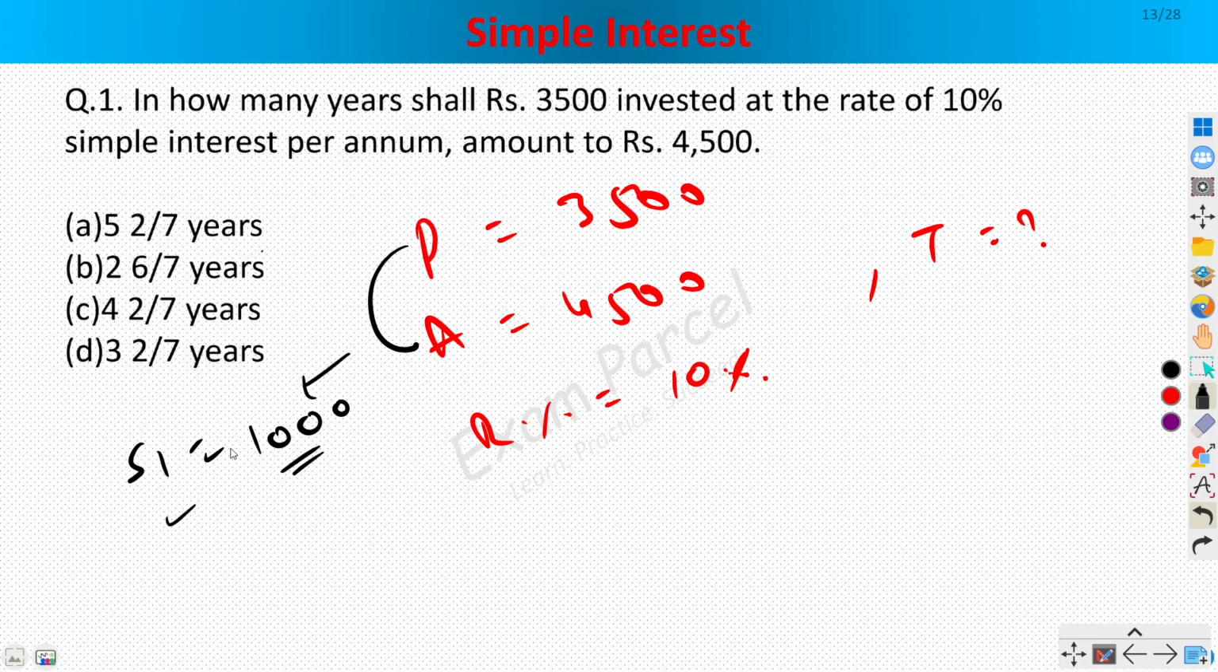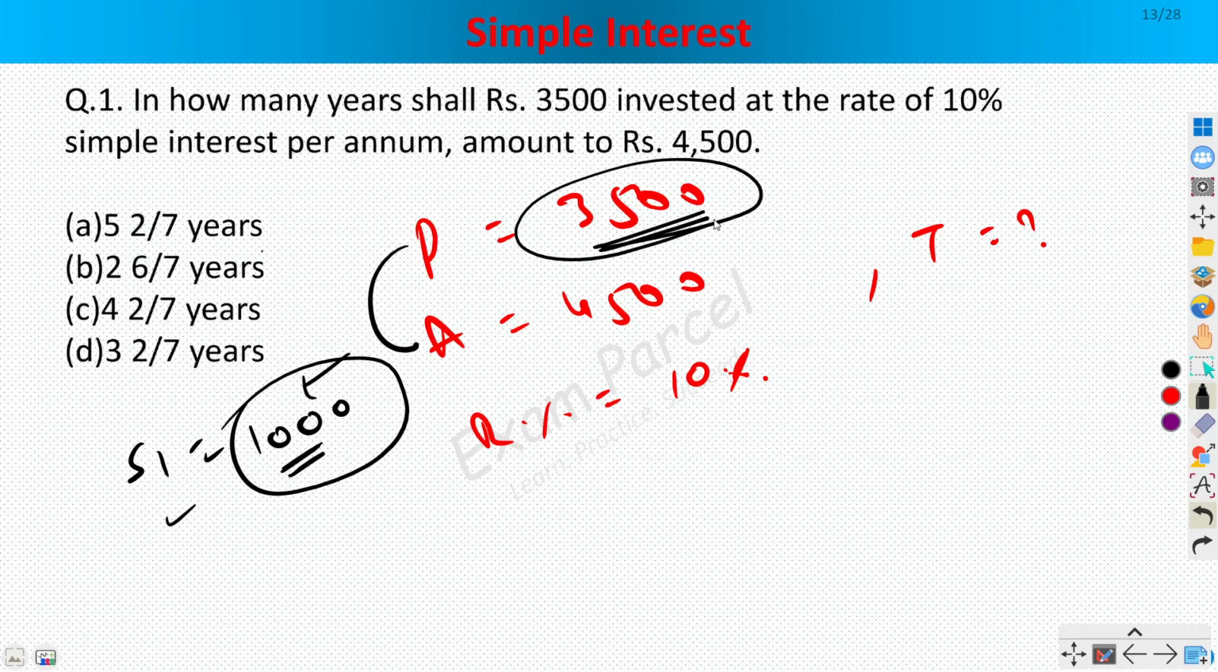Now one thing you can do is you can always use that formula, but that is not recommended here. We will use our logical approach. So SI is 1,000 and we know the principal, right? So we will always think in terms of: my SI is what percentage of principal? So 1,000 is what percentage of 3,500?